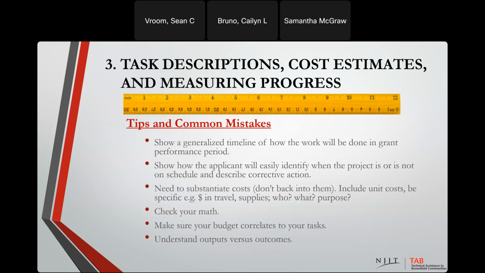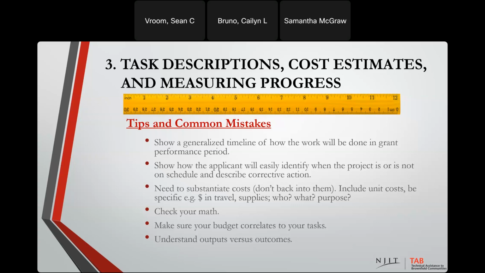If there's a need to, you don't want to just back into cost. You need to substantiate the figures for the amount of money that you're asking for in your budget. So don't back into costs; show the detail on how the figures that you're submitting have been arrived at in the grant application and in this section.